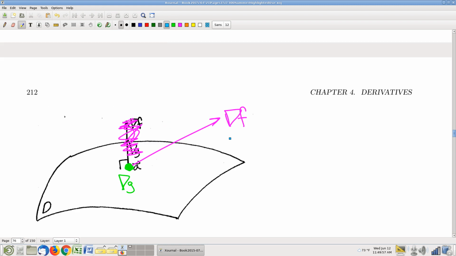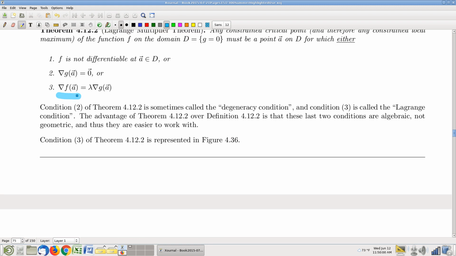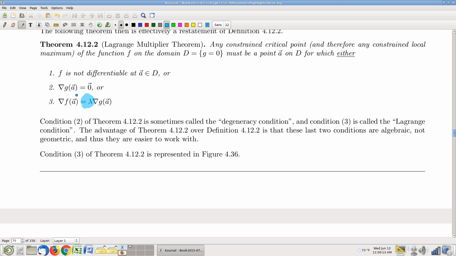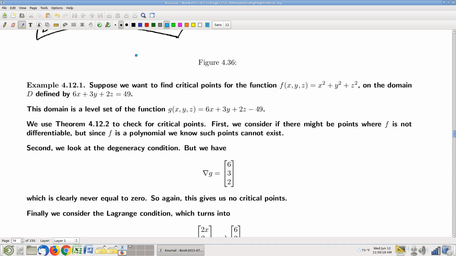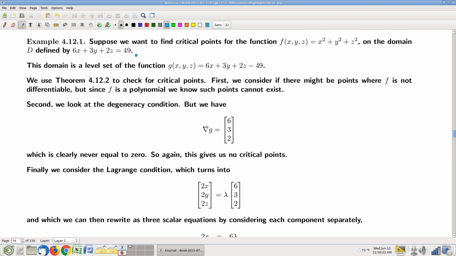Lastly, we look at the Lagrange condition. The Lagrange condition says the gradient of f is a multiple of the gradient of g. By the way, notice we use this lowercase Greek letter lambda as that multiplier, they call it. Thus the name Lagrange multiplier theorem. Okay, well, the gradient of f is that. The gradient of g we already computed. And so here's our Lagrange condition.